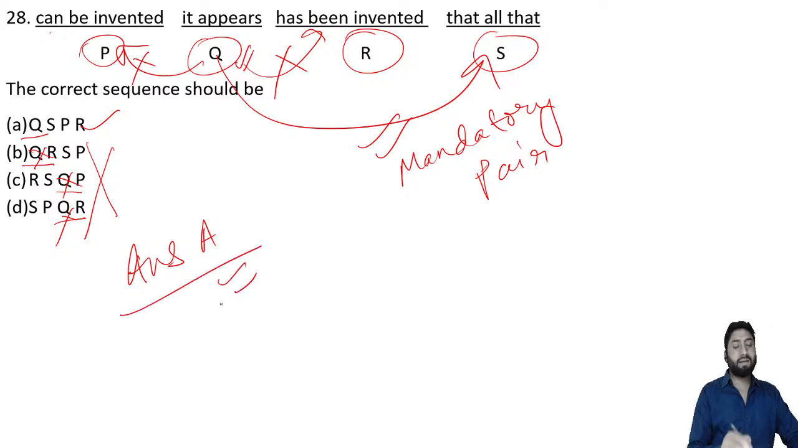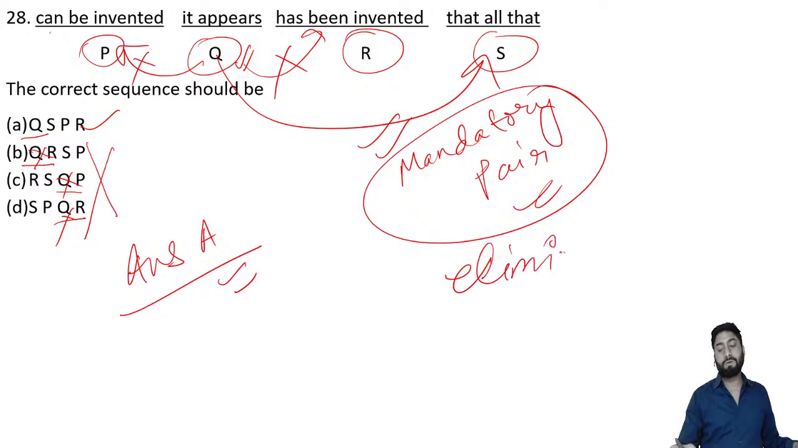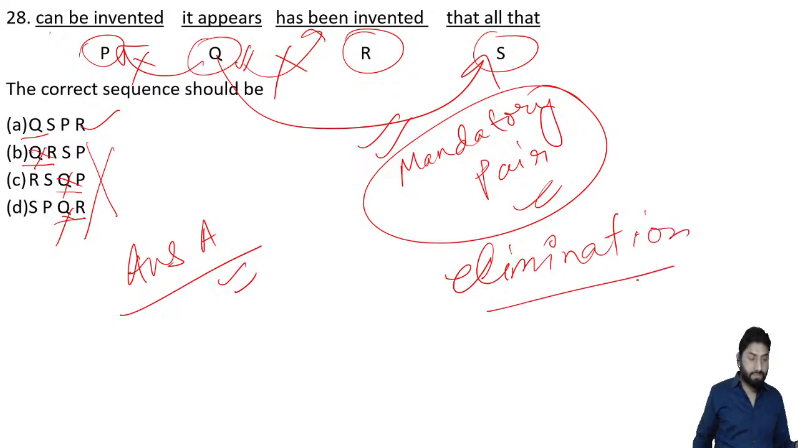That's the A. That's what you'll do. Mandatory pair obviously you have found and then elimination. That's what you have to do. Okay? And you will be able to mark all these answers. Let's move to the next one.